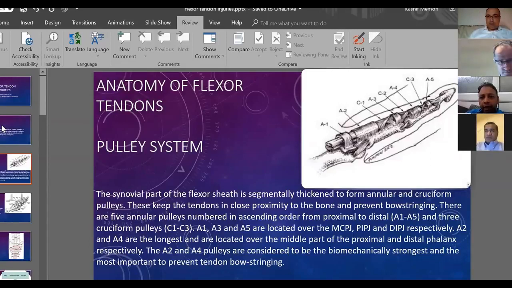Annular pulleys are from A1 to A4, A5, and cruciate pulleys from C1 to C3. Most important pulleys are A2 and A4.